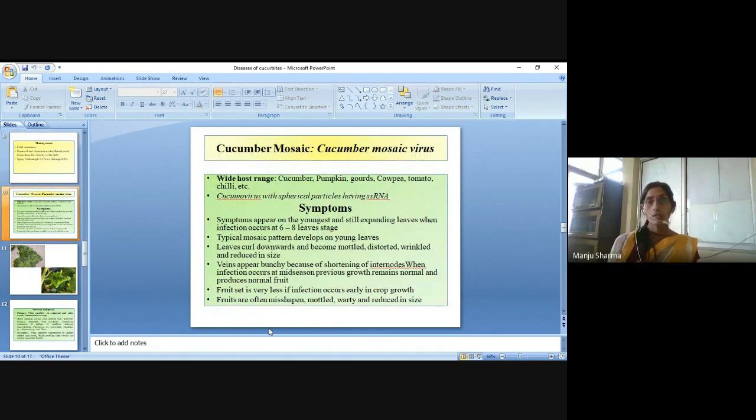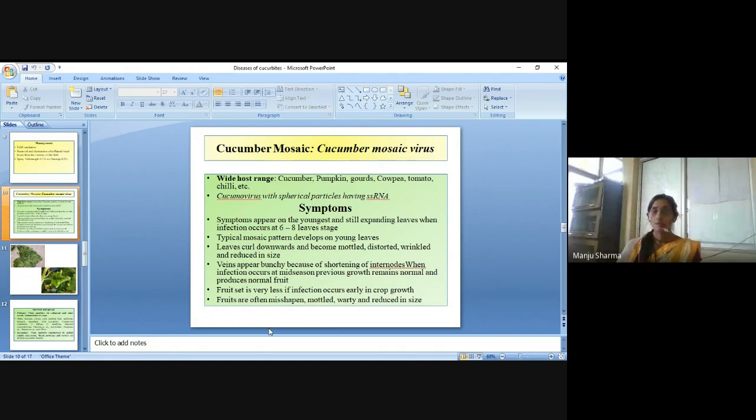The next disease is cucumber mosaic virus. It has a wide host range, like cucumber, pumpkin, gourd, cowpea, and tomato. It is a cucumovirus with spherical particles having single-stranded RNA.